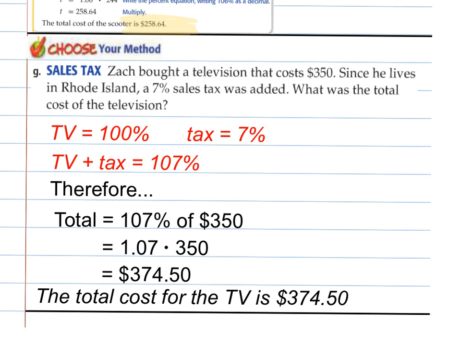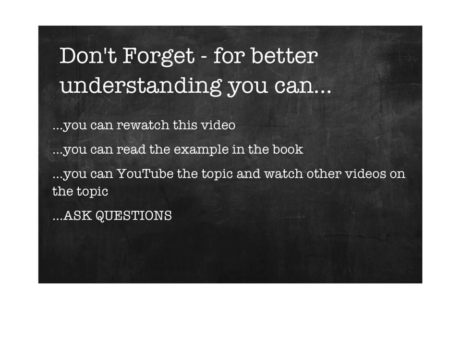So from that, we know that we're going to have to plug that into our percent equation. We're going to have the total cost equals the percent times the whole cost of that TV. So our total that we're paying equals 107%, which written as a decimal is 1 and 7/100, times the cost of the TV, which is $350. When we plug that into our calculator, we get $374.50. So the total cost for the TV is $374.50.